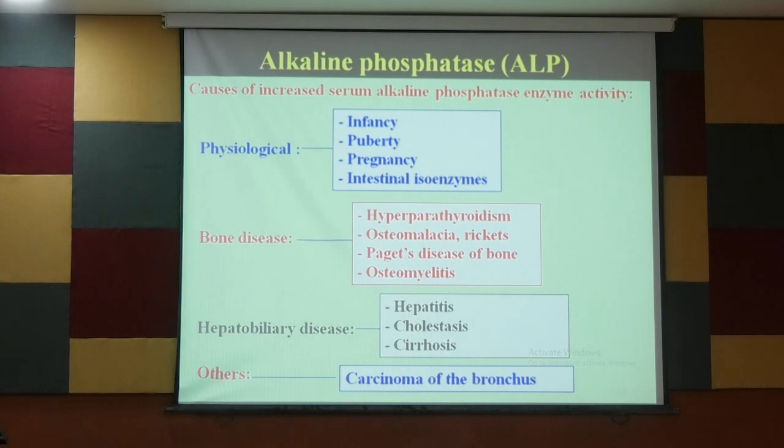Fine. The list of diseases related to ALP elevation: physiological, infancy, puberty, pregnancy, discharge, bone disease, hepatobiliary disease, and others, such as carcinoma of the bronchus. This is ectopic production of alkaline phosphatase. In this case, ALP is termed an acute phase protein.